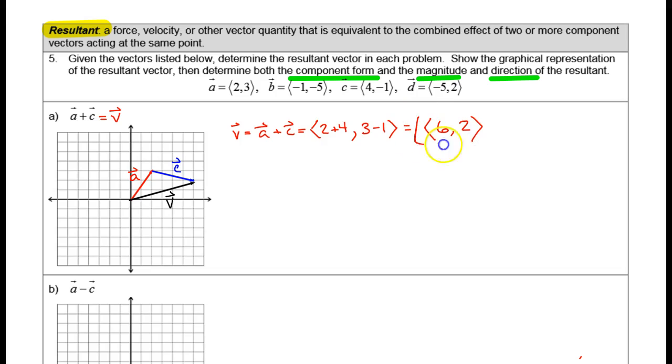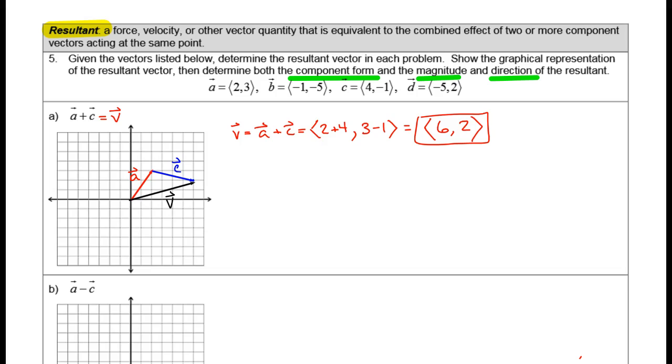And you should be able to see that graphically by counting over 6 and up 2 to get from the origin, or the initial point, to the terminal point of that vector. Remember in the first video I talked to you about the tail to tip vector addition method. So if we're adding vectors a and c, the resultant starts at the tail of a and goes to the tip of c. And there's another way to add those graphically. If you want to learn about the parallelogram method, go ahead and check your textbook for information on that.